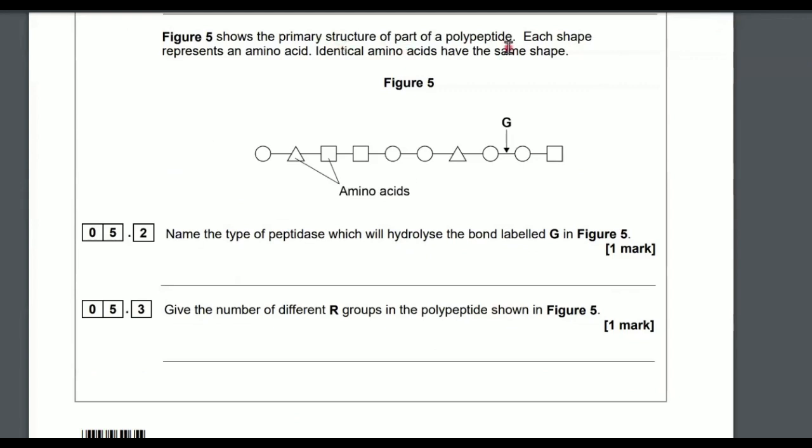All right, figure 5 shows the primary structure of part of a polypeptide. Each shape represents an amino acid, so the circle, the triangle, the square, they're all different amino acids. Identical amino acids have the same shape. 5.2, name the peptidase that will hydrolyze the bond labeled G. Well, it's called an endopeptidase. Anything that breaks the bonds other than the outer two are known as endo. Endo meaning in, exo meaning out.